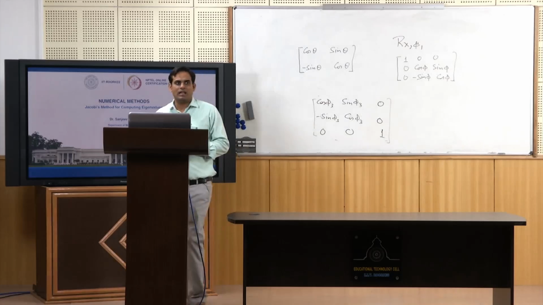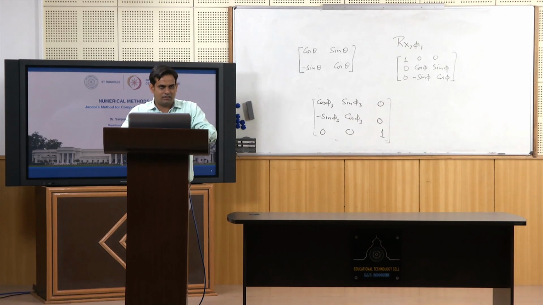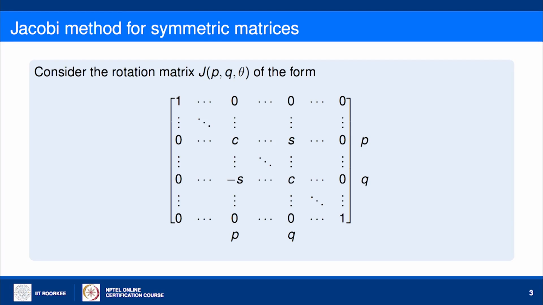But suppose an n by n matrix is given to us, then an n by n rotation matrix, let us denote it by J p q theta. Here we want to put the cos and sin terms in the pth and qth rows and the pth and qth columns, and it will be of this form. Except these two rows, the rest of the rows will be like 1 0 0 0, 0 1 0 0, like that. In these two rows we will have the terms of cos theta and sin theta.